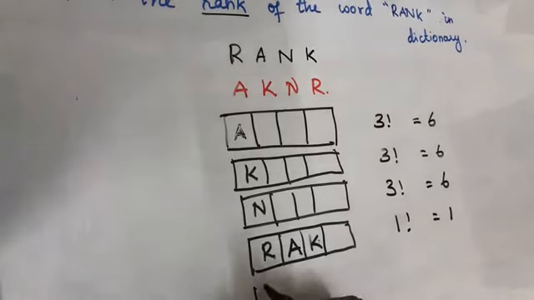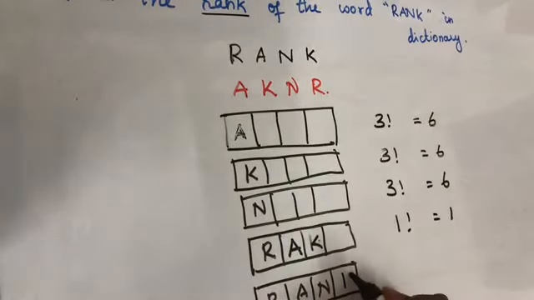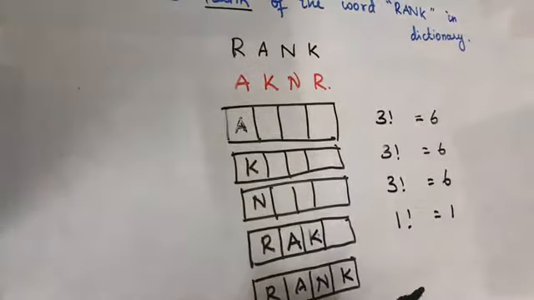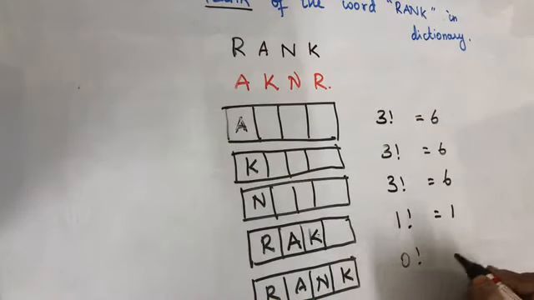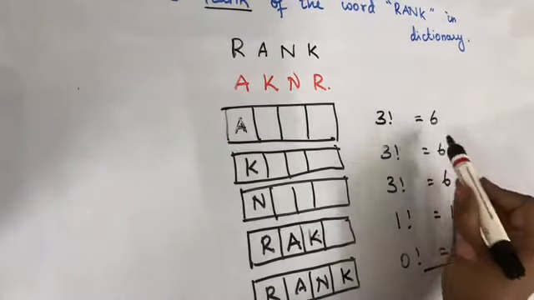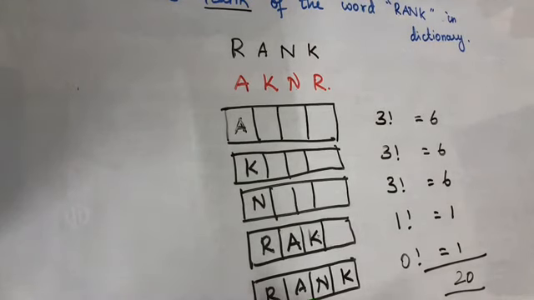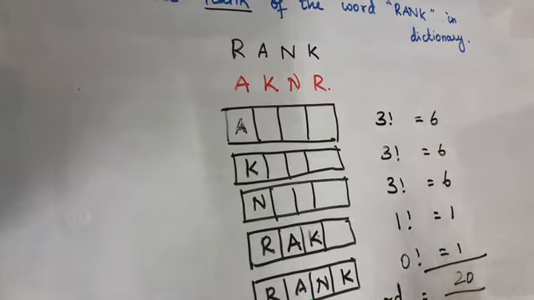Now, another possibility: R, A, and I write N. The remaining letter is K, and this is our required word. So this can be arranged in 0 factorial ways, that is equal to 1. So adding all these, 6 threes are 18, 19 and 20. So the rank of the word is 20.